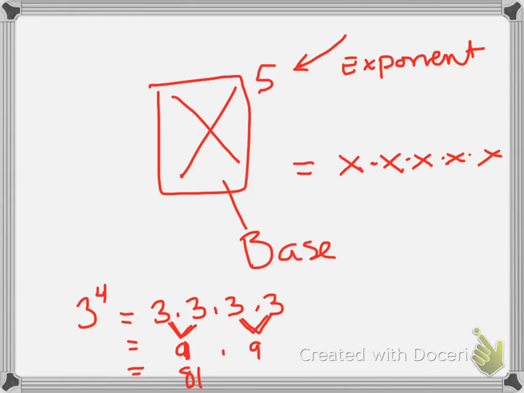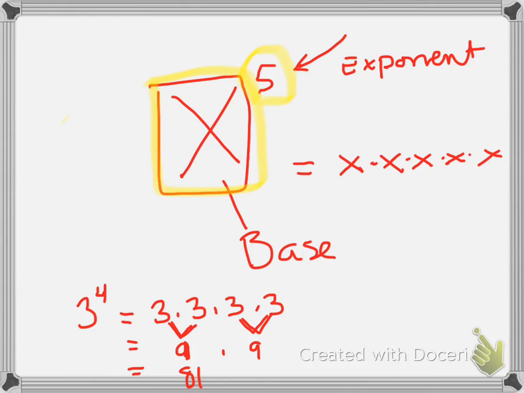Now, again, really quickly, we've got our base, the x. We have our exponent 5, and it means that number gets multiplied by itself 5 times. It doesn't mean 5 times x, or it doesn't mean 3 times 4. It means 3 times itself 4 times. Questions? All right.